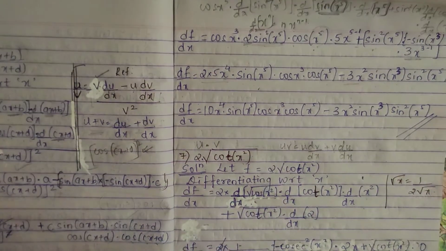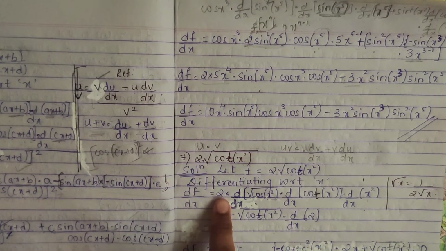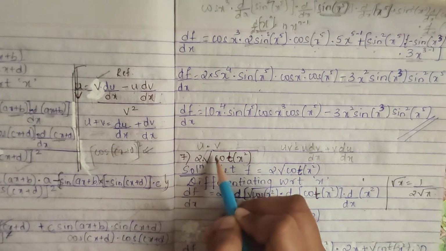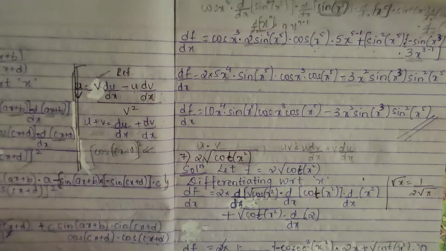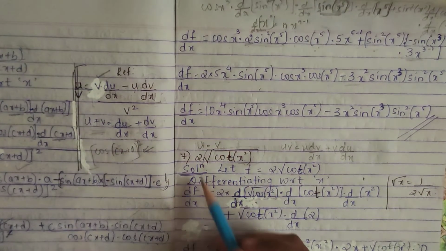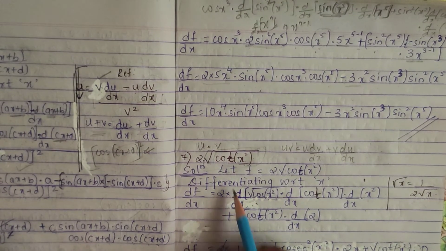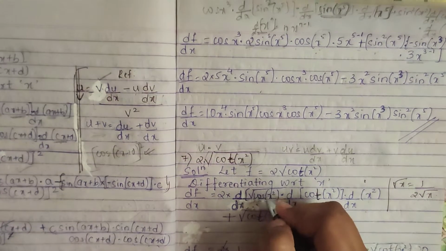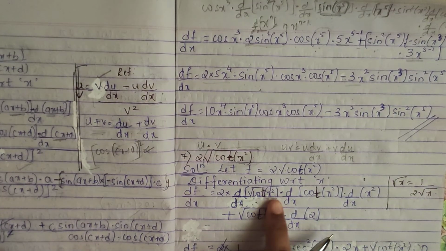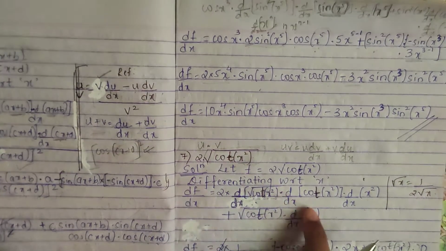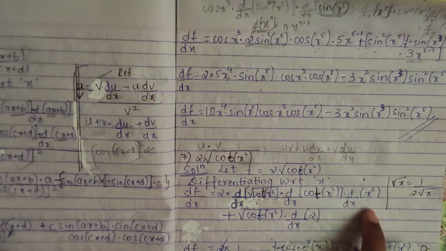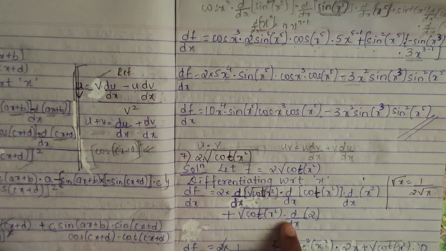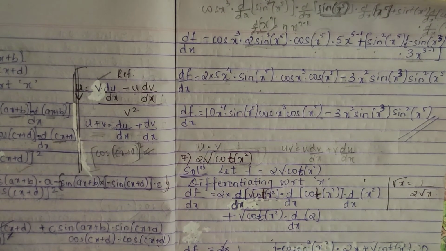So keeping your u as it is, differentiating v. Now here you see you have root, you have cot, you have x square. So here also you have 3 parts: root, cot, x square. So first we go for root, differentiating root of cot x square into cot x square, again into x square, plus keeping your v as it is, v is root of cot x square, into differentiating your 2. So this is the hint.